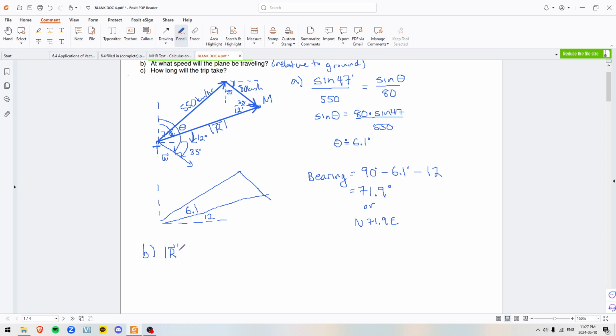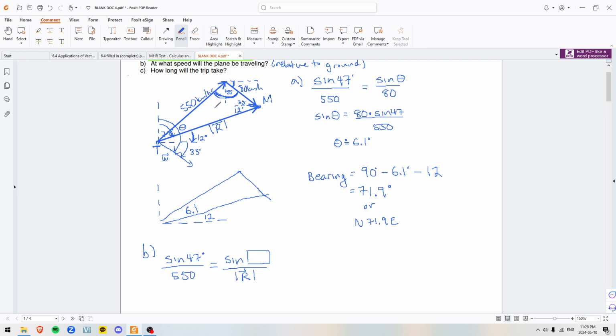The magnitude of r, I could calculate this with, let's do sine law. Let's continue with sine law. I have sine of 47 degrees to 550 is equal to sine of, I didn't figure it out yet, over the magnitude of r. What do I mean by I didn't figure it out yet? I actually don't know what the opposite angle of magnitude r is.